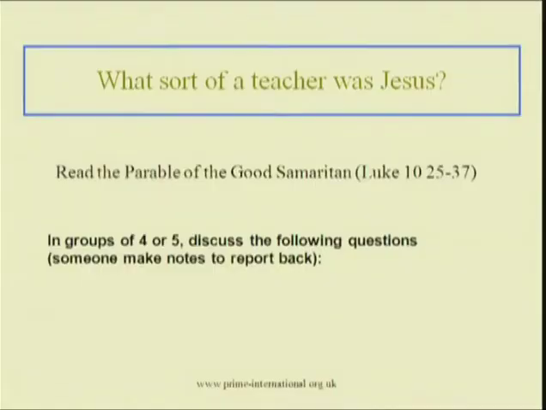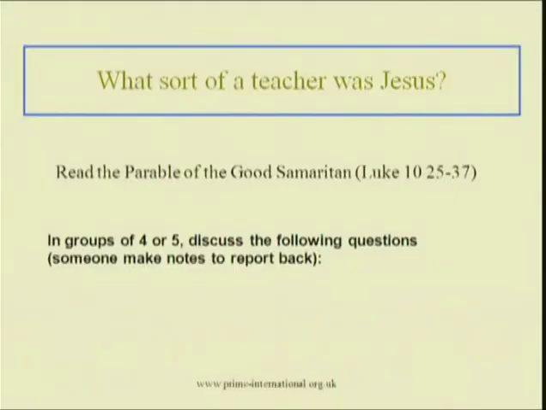So what we're going to do now is look at one particular example of some well-known teaching of Jesus, the parable of the Good Samaritan, which we find in Luke chapter 10. And we're going to analyse this not for the moral lesson that it contains, which you may very well be familiar with and I'm sure have probably done before, but we're going to look at the teaching methodology that Jesus uses as he goes through that parable.